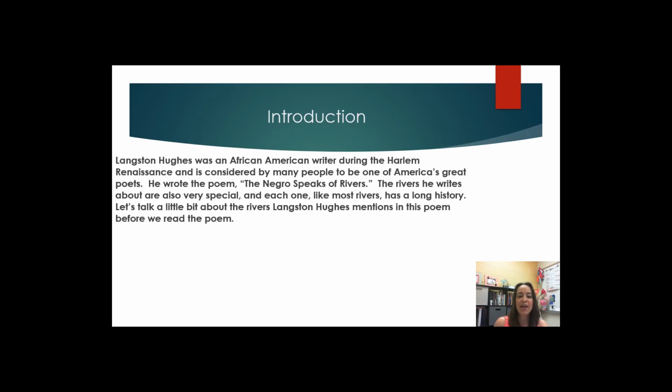Langston Hughes was an African American writer during the Harlem Renaissance and is considered by many people to be one of America's great poets. He wrote the poem, The Negro Speaks of Rivers. The rivers he writes about are also very special, and each one, like most rivers, has a long history. Let's talk a little bit about the rivers Langston Hughes mentions in his poem before we read the poem.